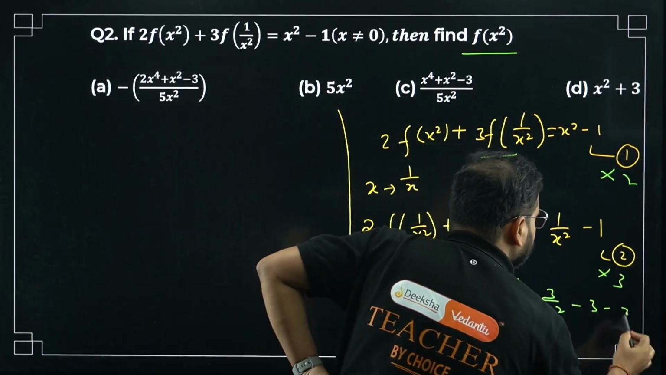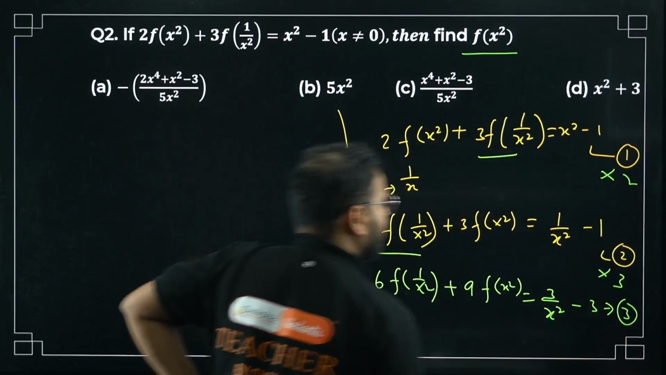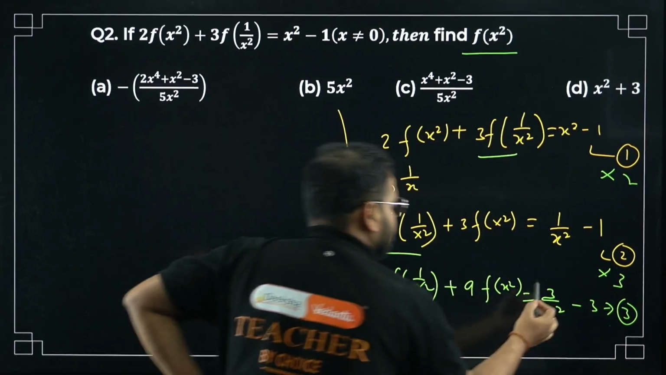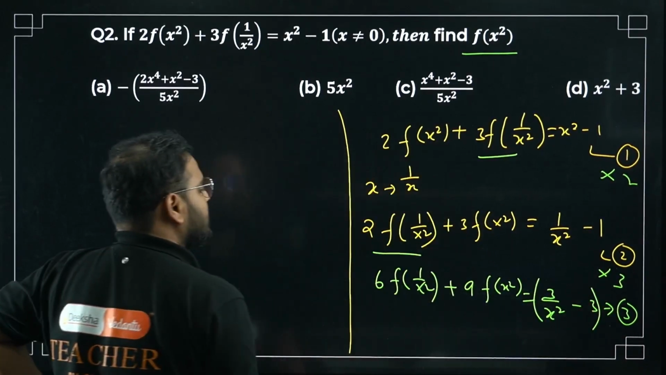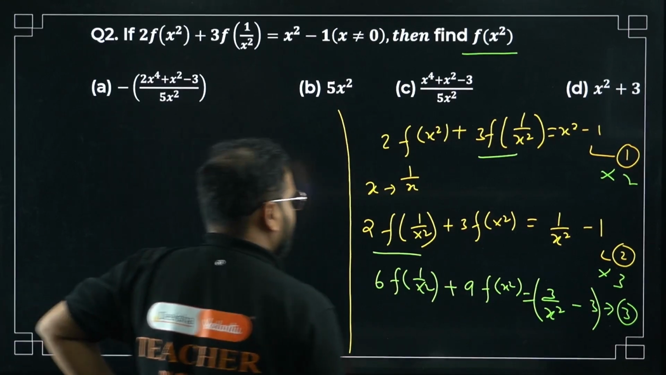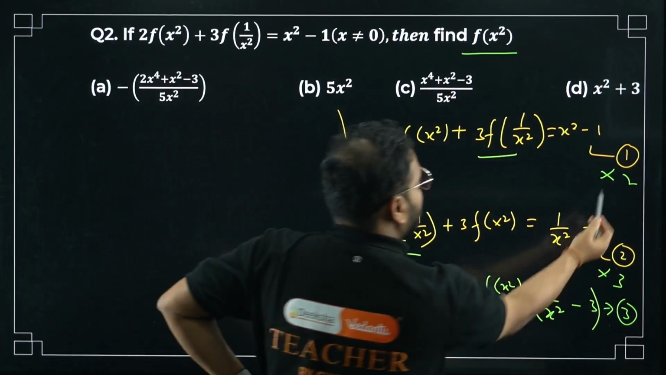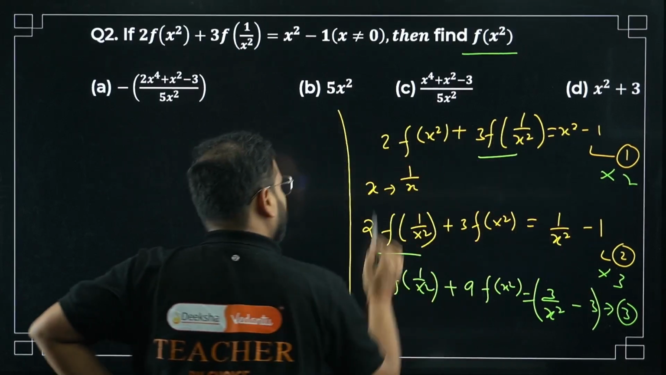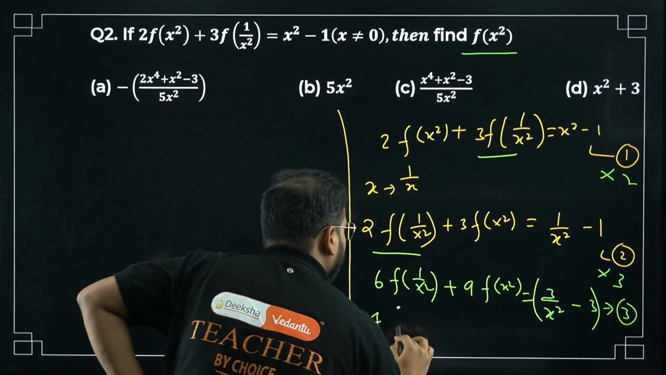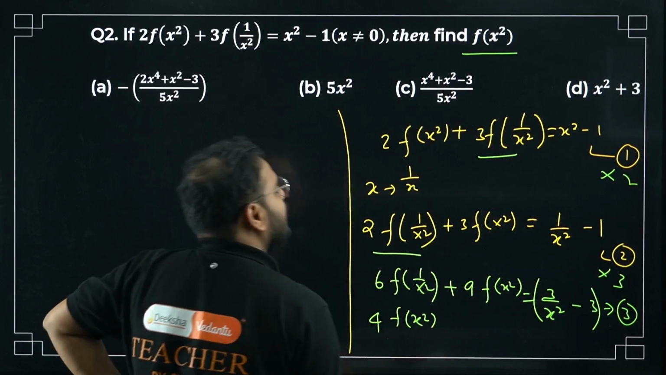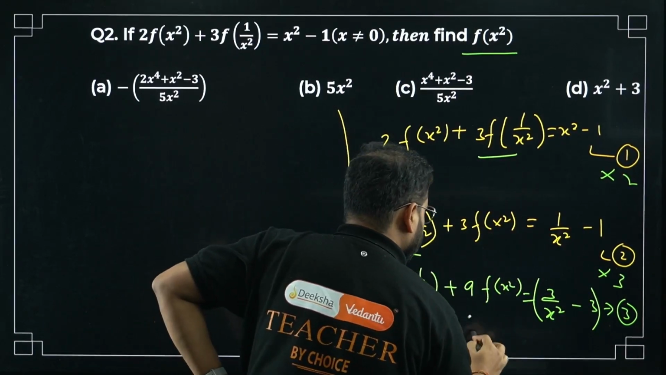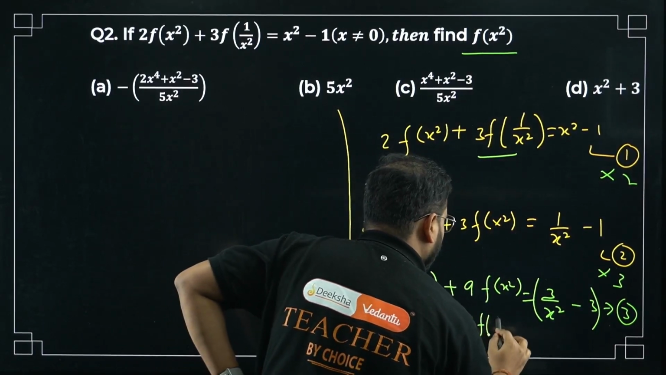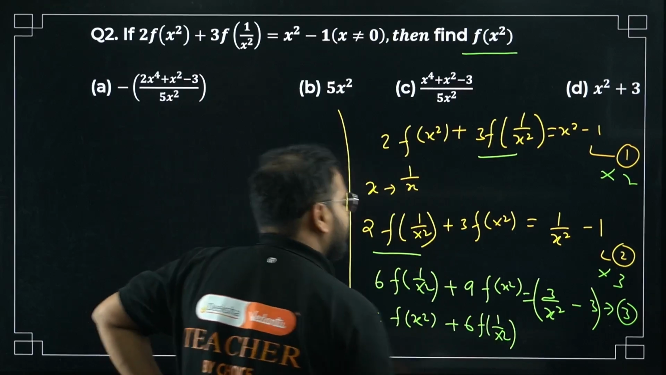Let's call it equation number 3. Okay. This is it. Equation number 4, please check. Equation number 4 will become 2 times of this. So 2 times of 2. Can I write this part first? Or I can write like this also. 2 times of 2, so 4 f of x square, 2 times of 3 plus 6 f of 1 upon x square.